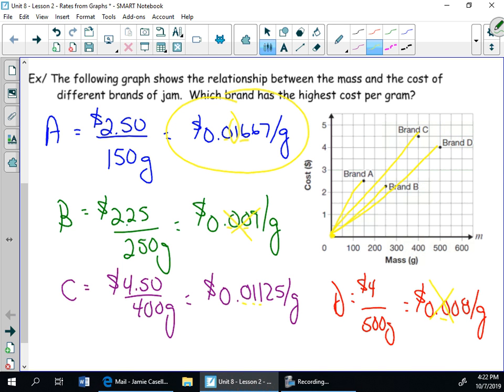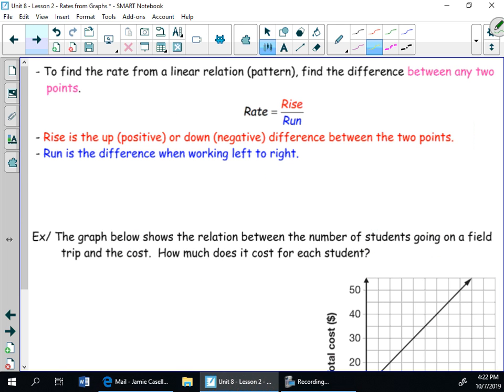So comparisons, not too bad to do. But often we don't really want to make comparisons. We just want to find the rate. And if I'm not given a single dot, just one dot, and instead I'm given a line, I can find that rate using a really important idea. I call this rise over run.